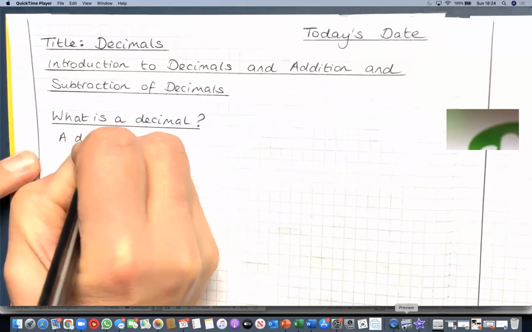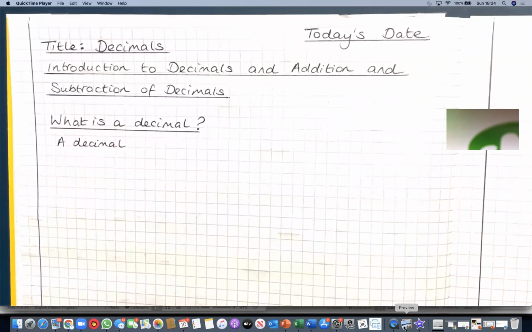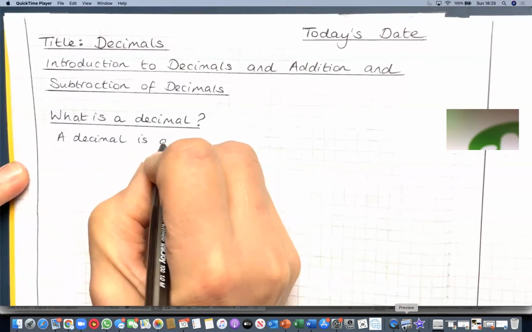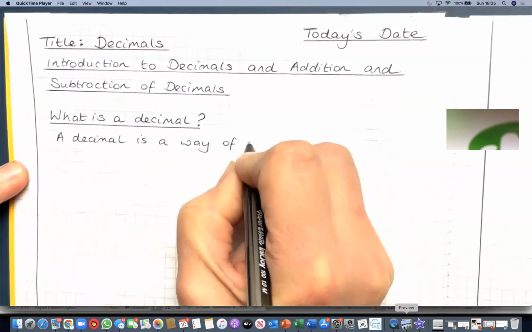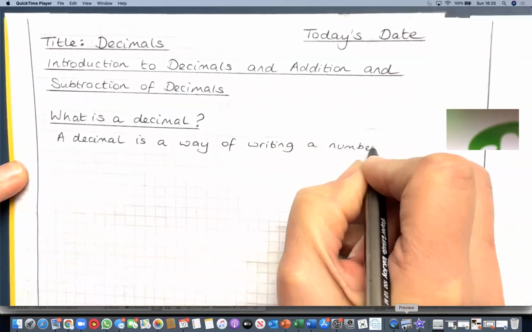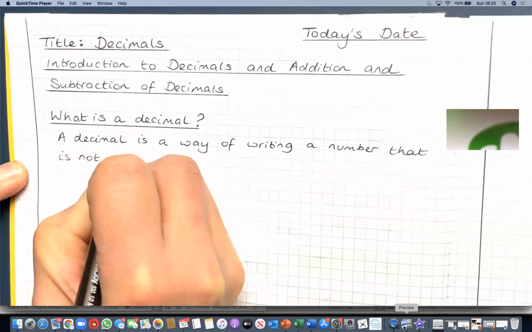A decimal. Well, it's a way of writing a number that is not a whole number. If you like, it's a number that is an in-between number. So for example, 2.5 as a decimal is in between 2 and 3. So let's get that written down as a key point in our books. A decimal is a way of writing a number that is not whole.